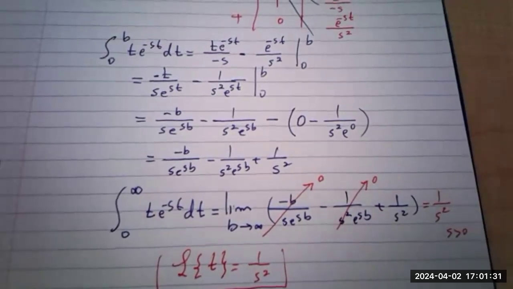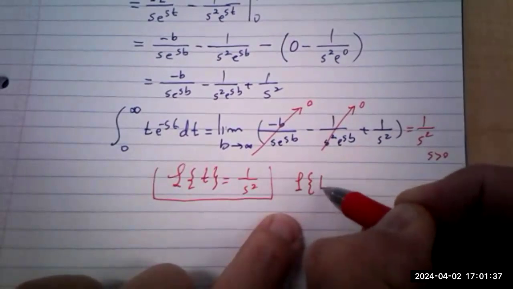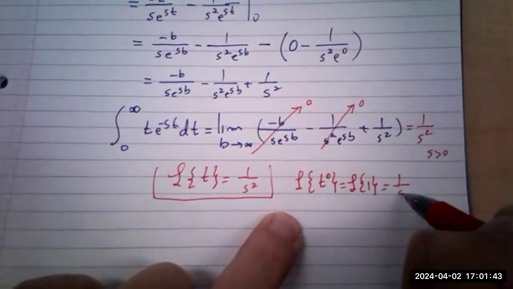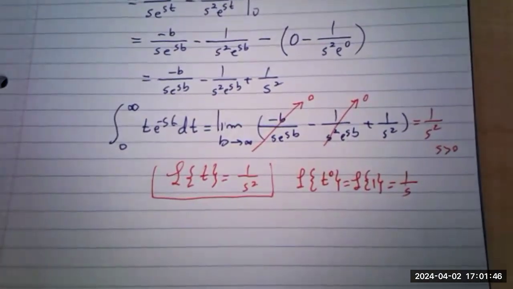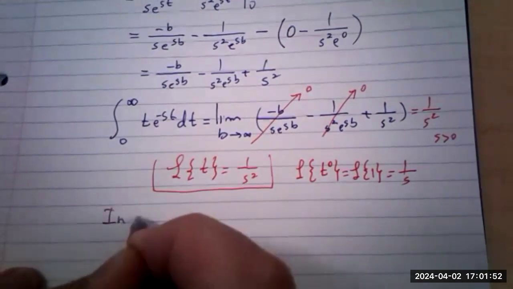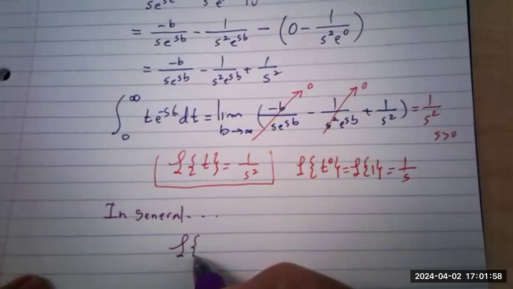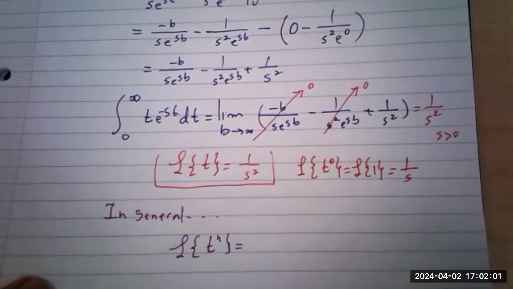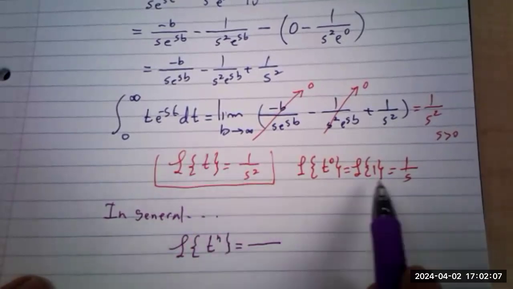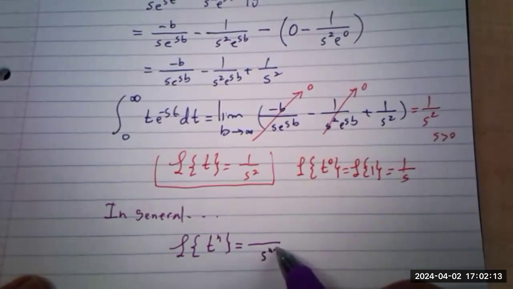So if you compare it, remember the Laplace of t to the 0, if you like, is the Laplace of 1, which is 1 over s. If you compare them together, eventually you arrive at what? In general, you can use induction, or just do it. What is going to be the Laplace of t to the n? You see the denominator: for the Laplace of 1, the power is 1; for t, it gives s squared. So this would be s to the n plus 1.